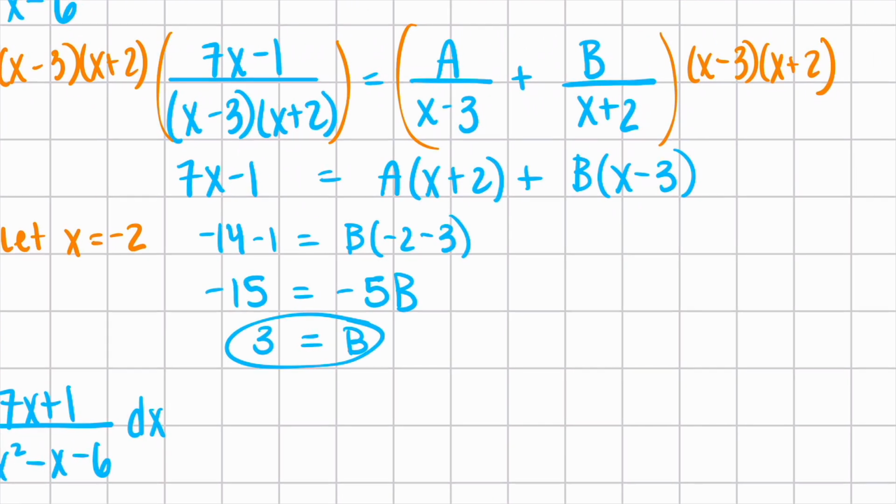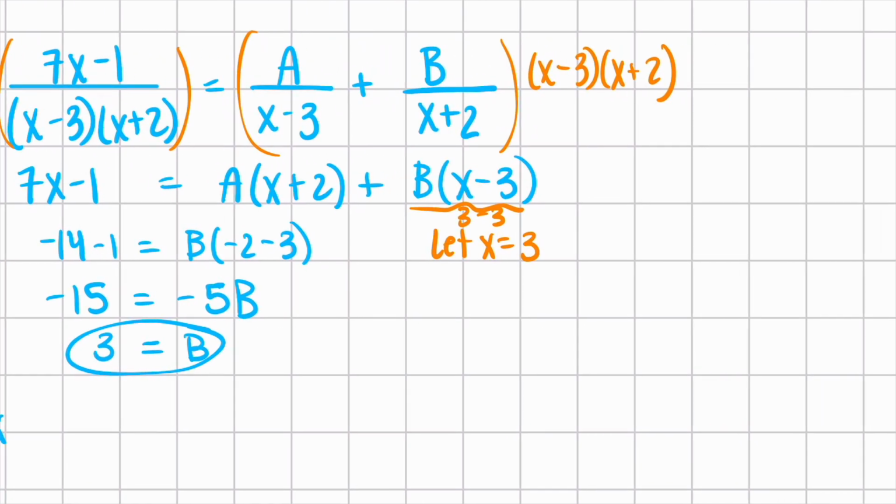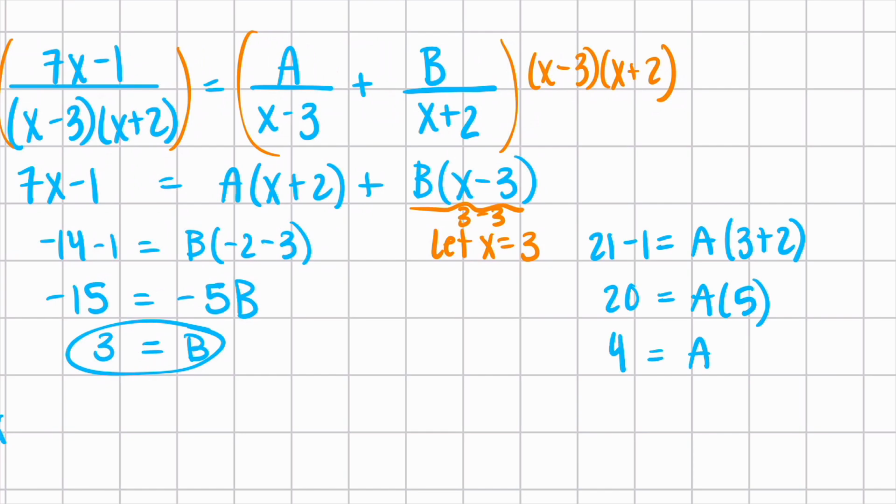Okay, now let's strategically choose an x so that we can isolate A. I'm going to let x equal 3. Notice that if I plug in 3, that makes this term with B equal to 0. So we get 7 times 3, that's 21 minus 1, equals A times 3 plus 2. So 20 equals A times 5, and A equals 4.